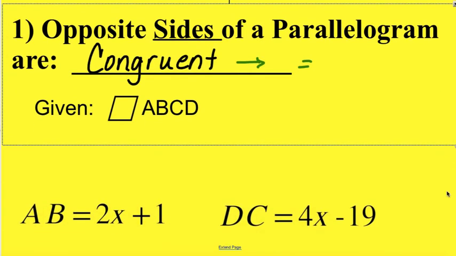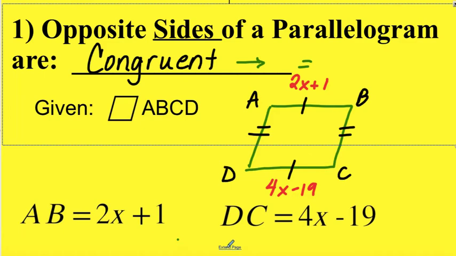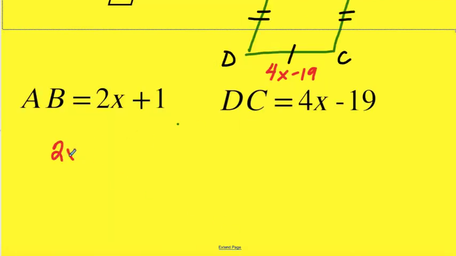So if I'm given parallelogram ABCD and I'm told that AB is 2x plus 1 and DC equals 4x minus 19, the first thing that we should do is draw our parallelogram and label our sides. So we'd have ABCD. And if opposite sides of a parallelogram are congruent, I'm going to mark opposite sides congruent. This tells me that AB is 2x plus 1 and DC is 4x minus 19. If opposite sides of a parallelogram are congruent, then I can write an equation: 2x plus 1 equals 4x minus 19.